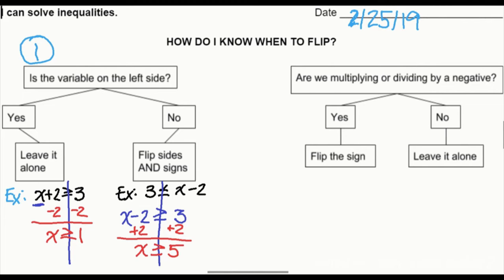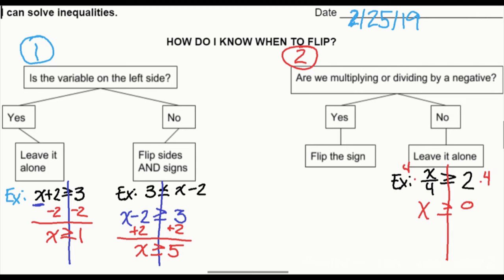The other question we can ask ourselves is the second question: are we multiplying or dividing by a negative? If our answer is no, then we're going to leave it alone. If we had an example like x over 4 is greater than or equal to 2, right now with x over 4 we have division, so the opposite would be to multiply times 4 on both sides. Then we would get x is greater than or equal to 8. We didn't have to multiply or divide by a negative number, which means we can just leave it alone.